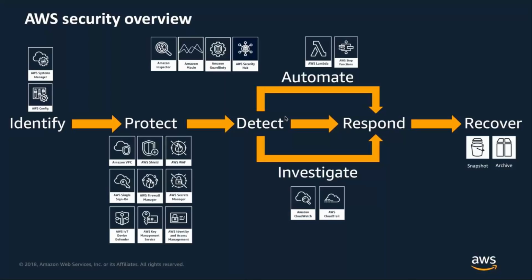Lastly, oftentimes when there is a major incident, you need to put in place recovery activities. And AWS makes this very easy with things like EBS snapshots, golden images, and Glacier archives. You can quickly rebuild a network that's been compromised.